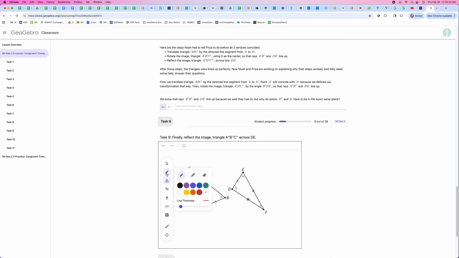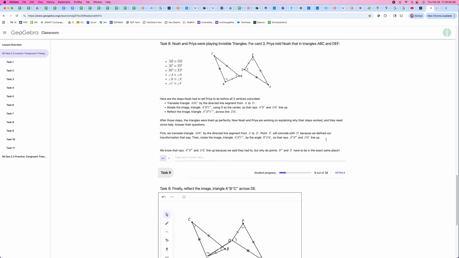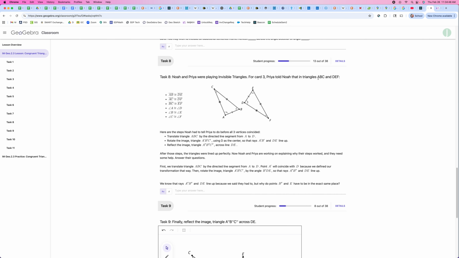So he does this. Oops, I wanted to use green. My bad. All right, there we go, green. And he does from A to D. Now, why does he select from A to D? Well, let's look at the congruence statement up here. A, B, C in that order, and D, E, F in that order. So A has to match with D, and B has to match with E, and C has to match with F.